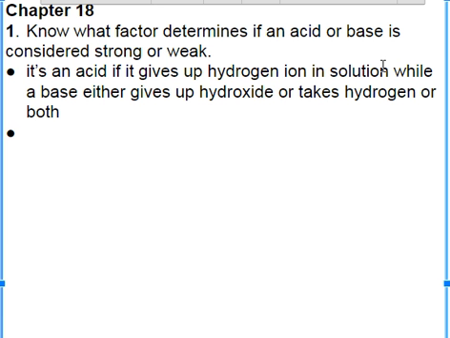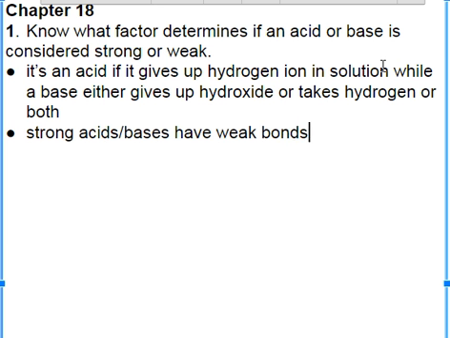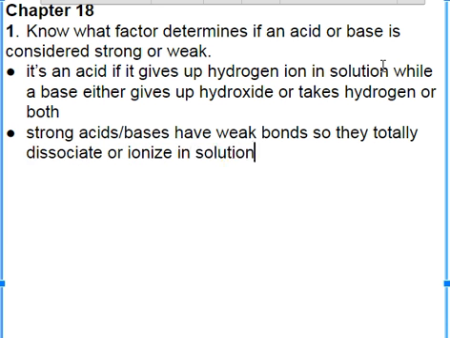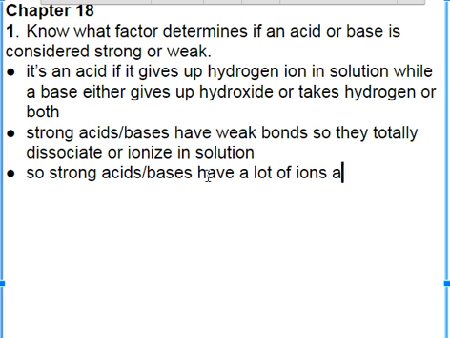So then the second thing is, if it's a strong acid or base, what does that tell you about it? They have weak bonds. So what happens when they're in solution? Yeah, they totally dissociate, totally dissociate or ionize in solution. So that also means strong acids and bases have a lot of ions available in their solutions.